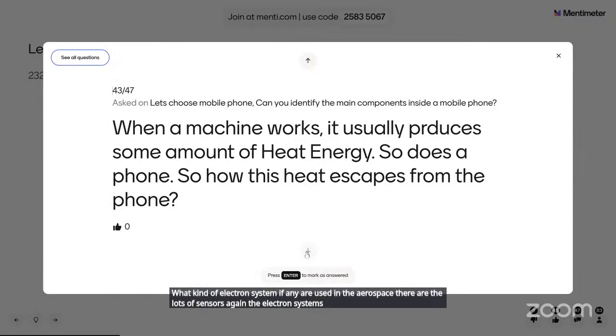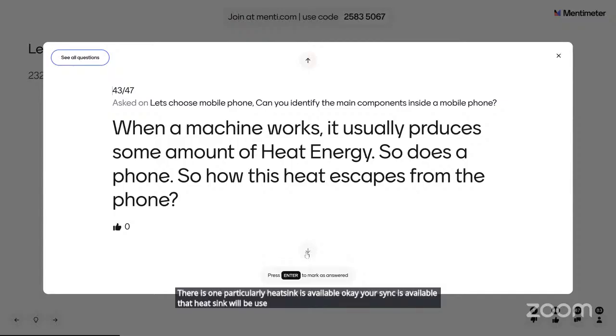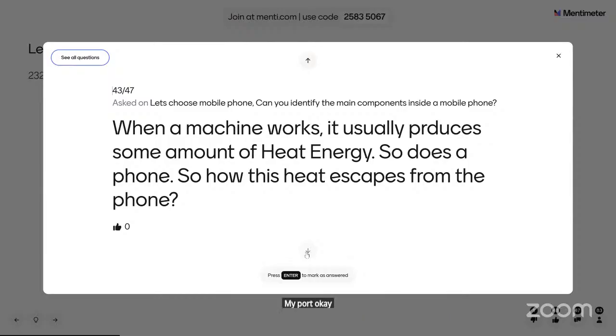Machines work, and they usually produce some amount of heat energy. So how does the heat escape from the phone? There is a heat sink available, and that heat sink is used to reduce the heat energy. Along with that, there are some ports available, like the speaker port, mic port, and charging port, and from those the heat will escape.